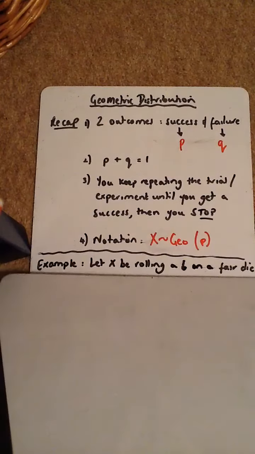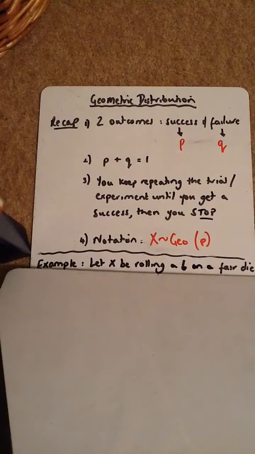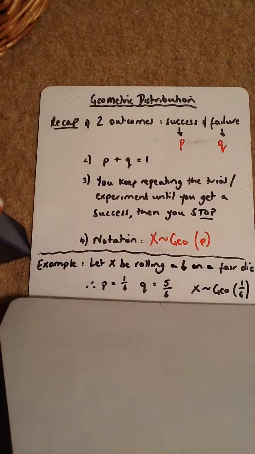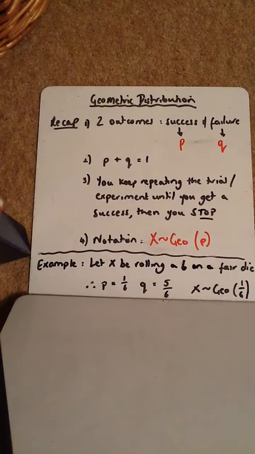I'm going to say that let X be rolling a 6 on a fair die. So that means that the success is rolling a 6. Everything other than rolling a 6 is a failure. So therefore, the probability of success, small p, is 1/6, and the probability of failure, small q, is 5/6.